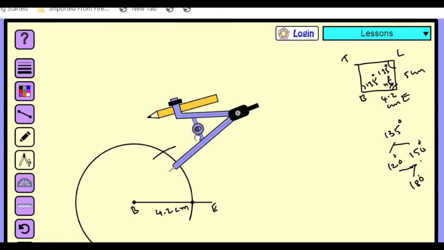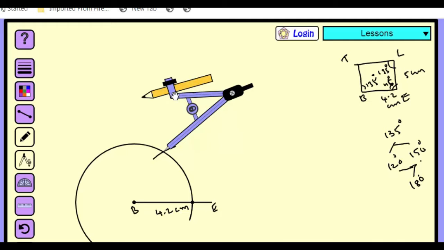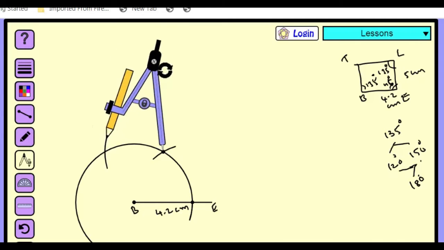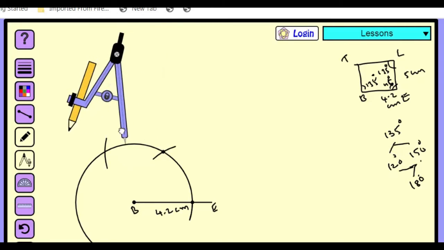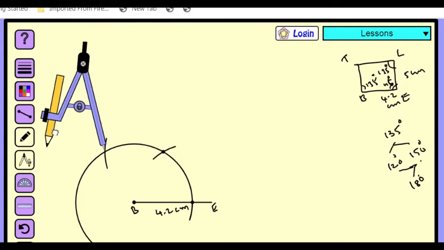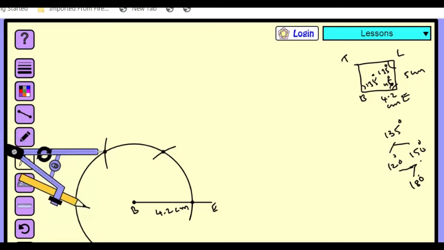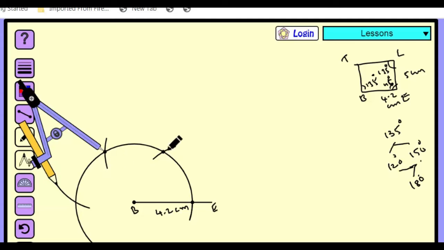Now with the same radius, again with the 60 degrees point at the center, draw another arc which cuts the previous arc. Now we know this is 120 degrees. Now with the same radius, again with the 120 at the center, draw an arc which cuts the previous arc at the 180 degrees point. Now this is 60, 120 and 180 degrees.